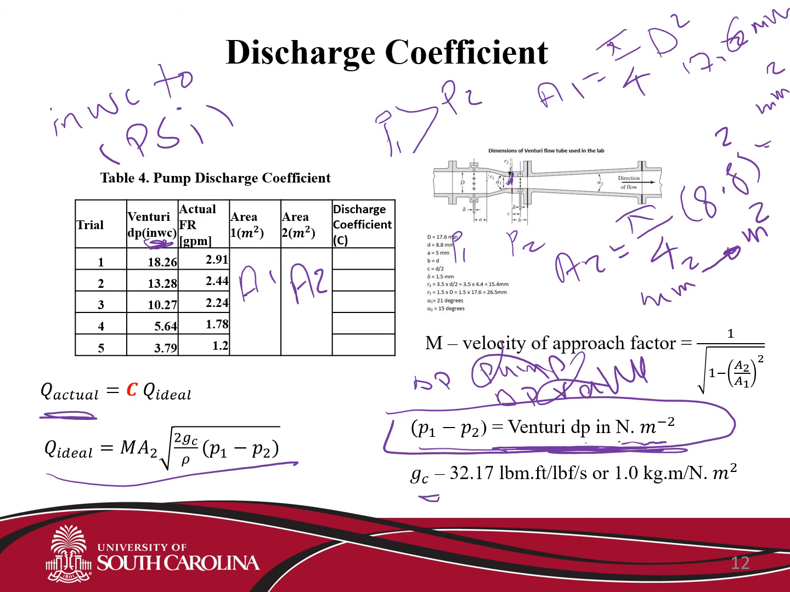Okay, and gc is 32.17. Make sure of the unit used, and the area is in meter square. Once you find A1 and A2, you apply them in this equation and you will find C. It gives different values of C, right? Because a different delta B will give you a different C. So this is your calculation.